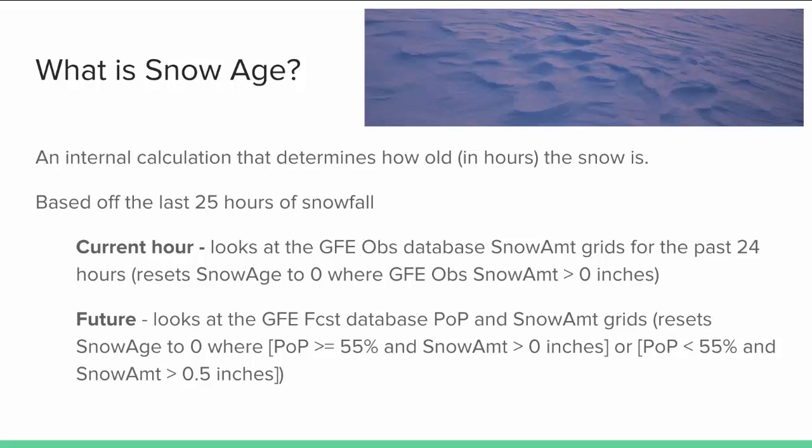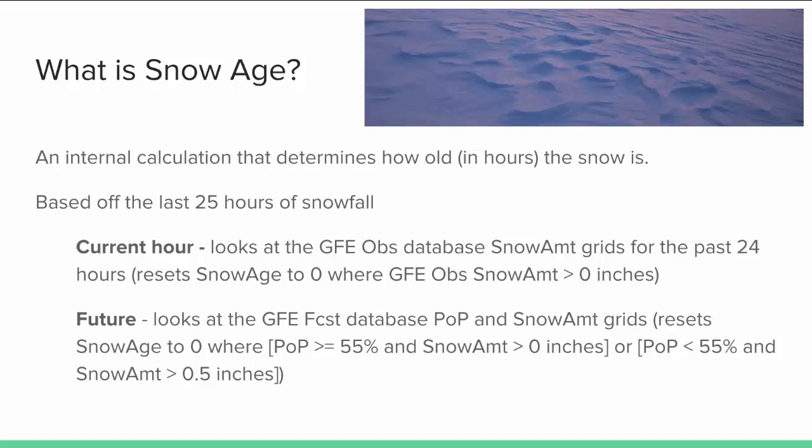From calibration studies of the tool, there was limited impact in the output as snow age increased above 25 hours. Therefore, the tool calculates the current hour's snow age by looking at the GFE OBS database snow amount grid and resets the snow age to 0 hours for each time it encounters snow. For example, hourly snowfall amount greater than or equal to 1/10 of an inch.